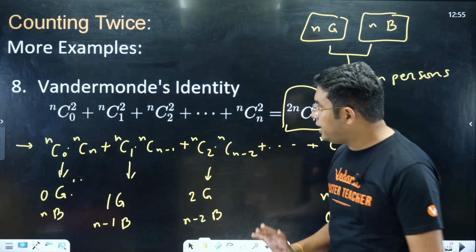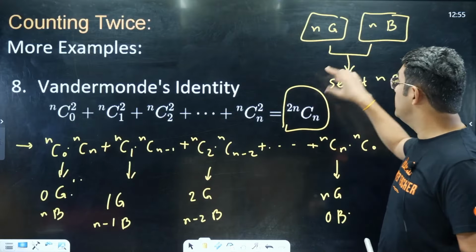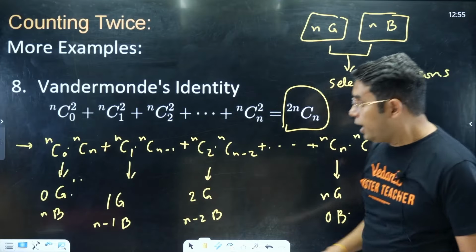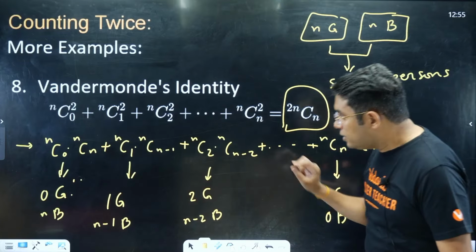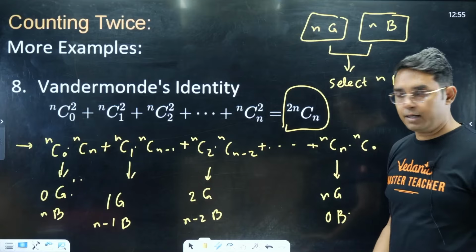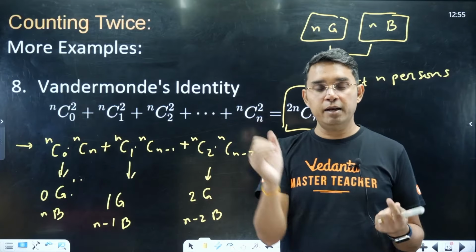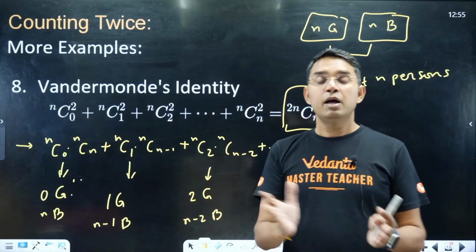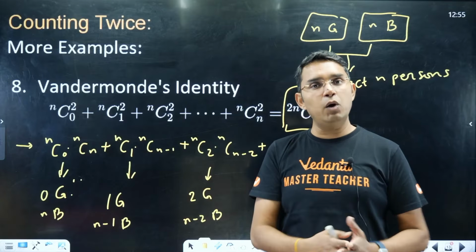Now you can see if you are selecting n persons out of 2n, where n are girls and n are boys, there is no other case left other than this, isn't it? So this has to be equal to 2nCn. So obvious. Now you are doing it by the coefficient method, writing (1 plus x) power n and then (x plus 1) power n, and then trying to compare the coefficient of x power n. That is a very good method, no doubt about that.